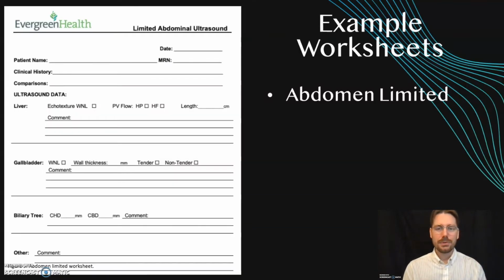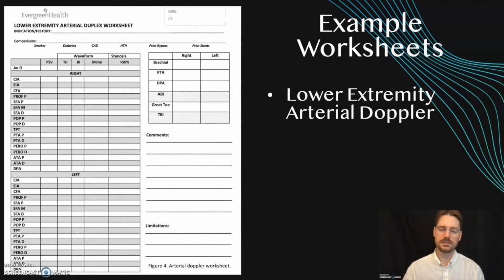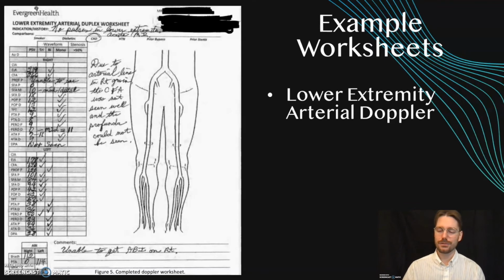This is an example of one of our worksheets, one of our more simple exams, an abdomen limited. And you can see there's lots to write, but really there's only 4 measurements on this worksheet. It's a pretty quick, relatively easy worksheet to fill out. Now, some other exams, such as lower extremity arterial Dopplers, have 40 or more measurements. And that's just when they're normal. When they're abnormal, it can be more. So you can imagine there's a lot of room for error there when filling this entire thing out.